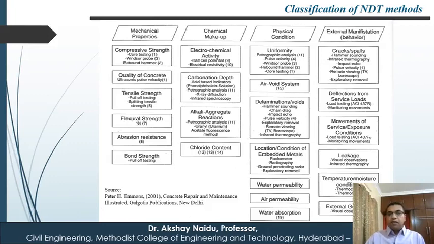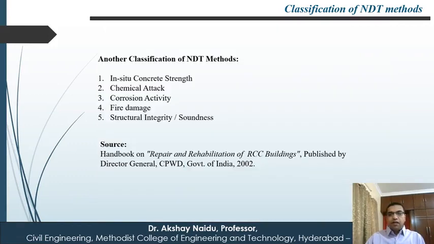This is chemical makeup. For physical condition, for checking uniformity, we have petrographic analysis, ultrasonic pulse velocity test, Windsor probe test, rebound hammer test, and also core cutting. Then you have tests for identifying air void system and so on.